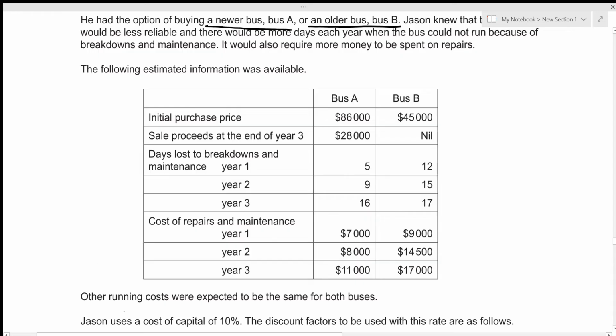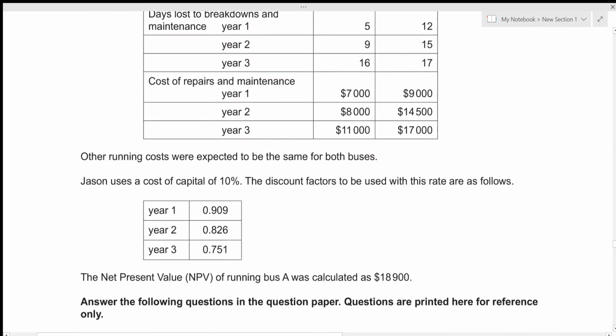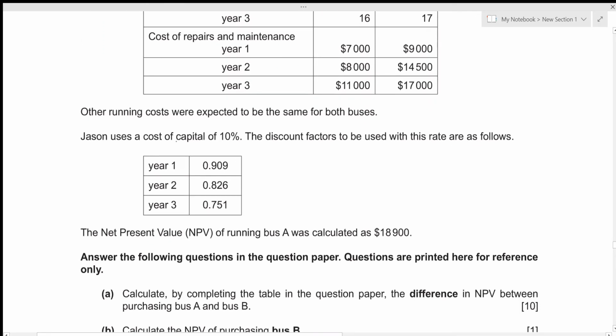Then other running costs were expected to be the same for both buses. Jason uses a cost of capital of 10%. So we can just understand the cost of capital to be an interest rate. What we're saying here is that we are going to apply an interest rate of 10% because we are going to see this project for 3 years, right? And if we're talking about 3 years, we'll start from the present date, which is going to be 0. So that's going to be 1, that's 2, that's 3.